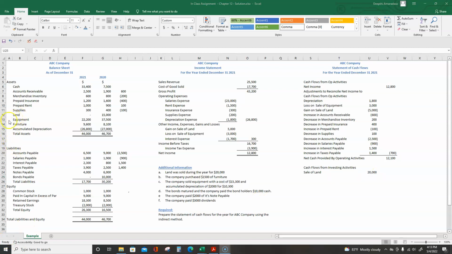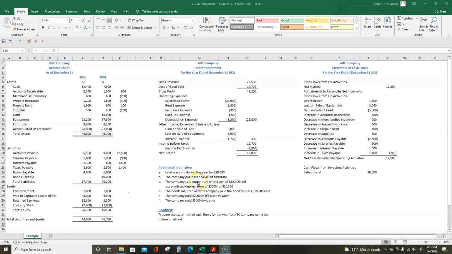We're done with land. Let's look at equipment. Did anything happen to equipment? Yes, there is a change between last year and this year. Let's look at the additional information to see if they provided anything. So we just did A. B talks about furniture. Here we go. C says the company sold equipment with a cost of $15,300 and accumulated depreciation of $2,000 for $10,300. So now we got to analyze the statement and figure out what they are telling us.